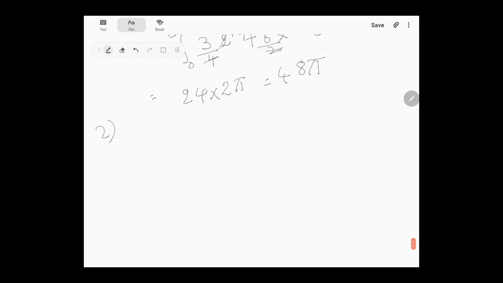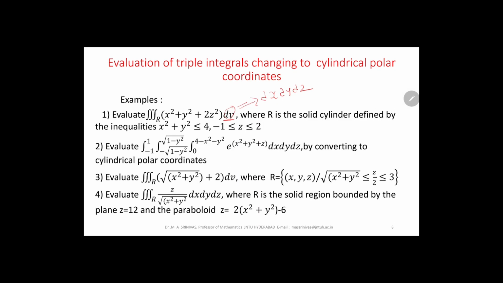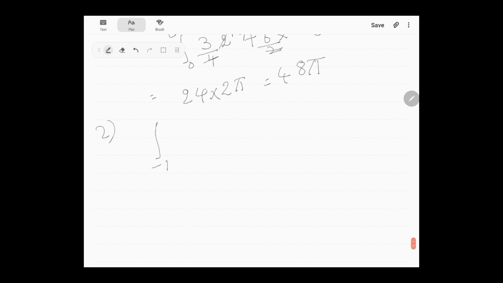Let us see the second one. Evaluate -1 to 1, minus root 1 minus y square to plus root 1 minus y square, 0 to 4 minus x square minus y square, dx dy dz by converting into cylindrical polar coordinates. Of course, you can do it in Cartesian coordinates, but here he is asking by converting that into cylindrical polar coordinates. Those are the limits.